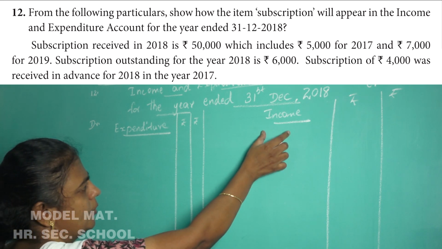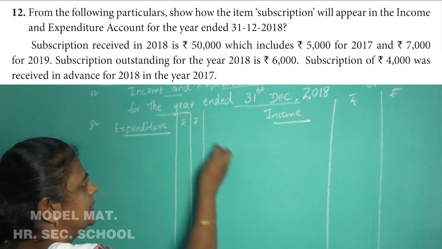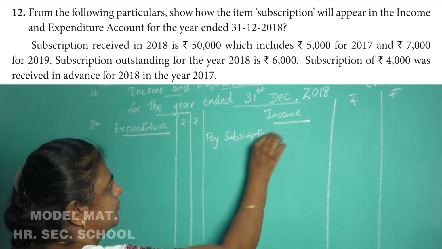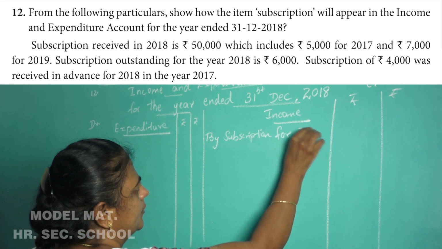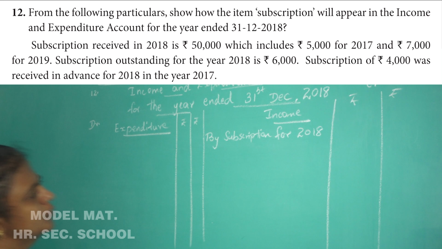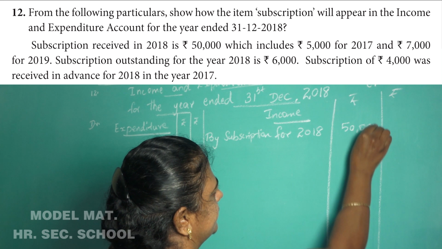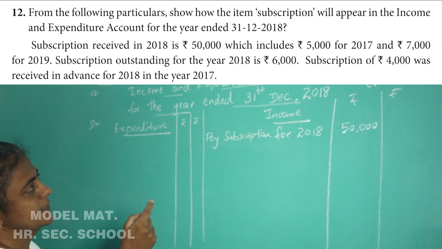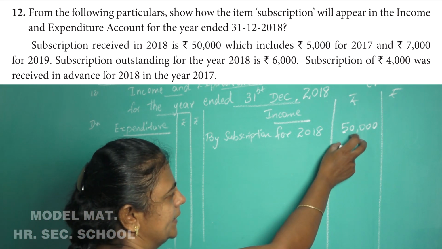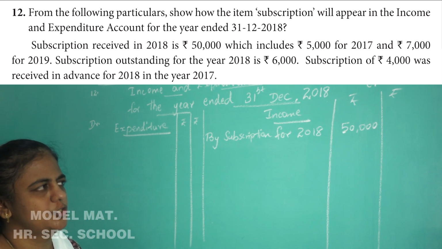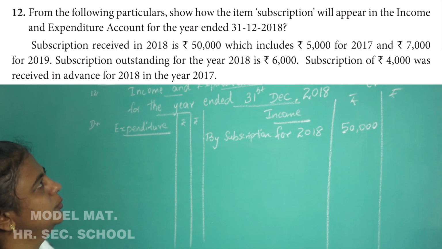So what is the amount of subscription received for 2018? The total amount, you write like this, by subscription for 2018. So subscription for 2018 is how much? 50,000. Which includes, see the next sentence, what is given there? Which includes, that means something else also is included in this 50,000. So that you have to check whether that should be taken or it should be subtracted. Okay. Which includes 5,000 for 2017.